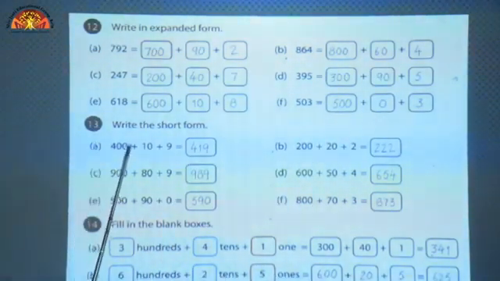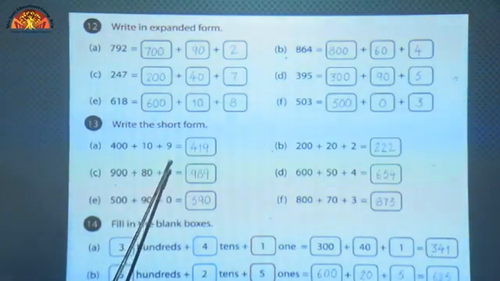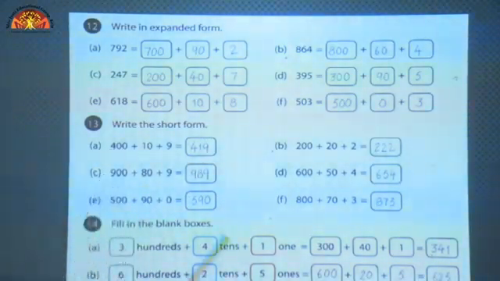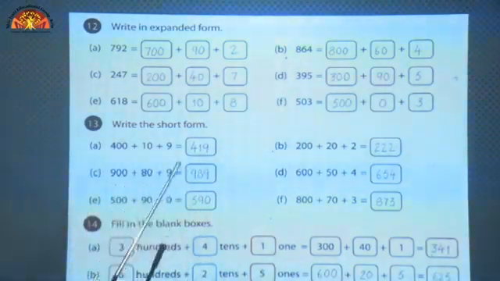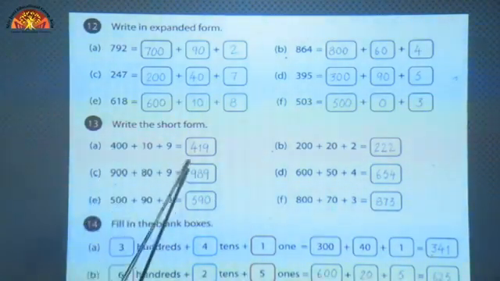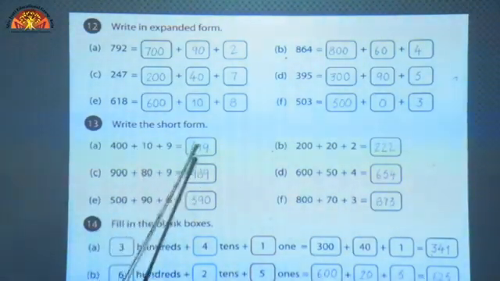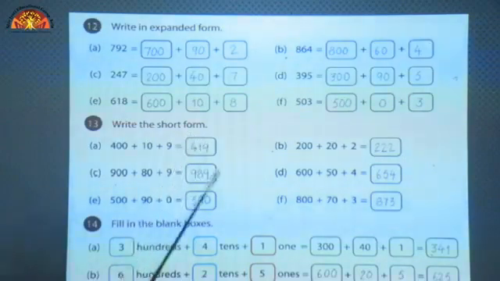Question number 13. Write the short form. Here the number is given in expanded form and you have to write the short form of these numbers. Here you have to write the face value of the given numbers. Here 4 you have to write as it is, 1 at tens place and 9 at ones place. I hope you have understood.